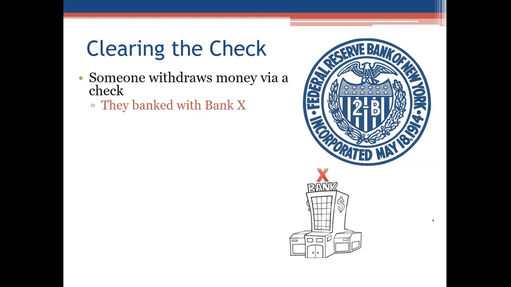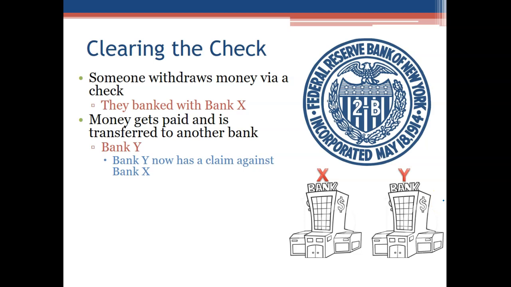So clearing a check. So here you got the Federal Reserve Bank of New York. There are 2, and Boston's 1. So here's a scenario. Someone draws money via check. Okay, you go pay a check, and they bank at Bank X. Here we have Bank X right there. Money gets paid and is transferred to another bank, Bank Y.